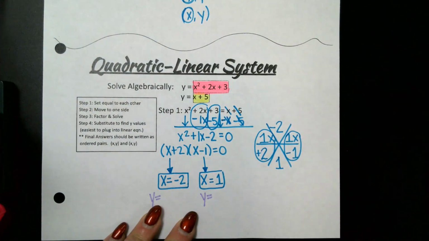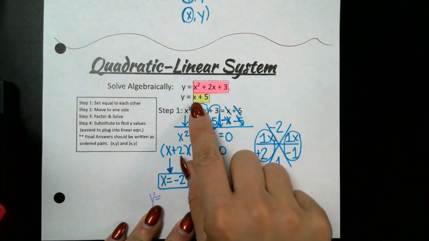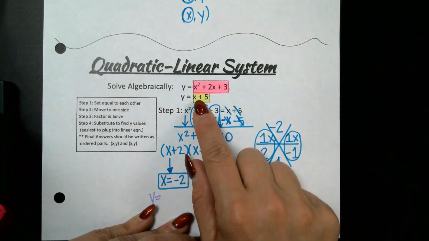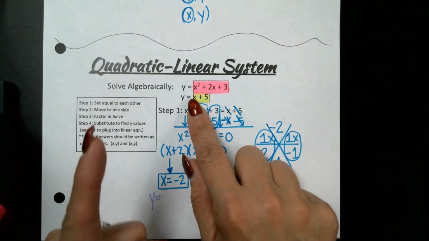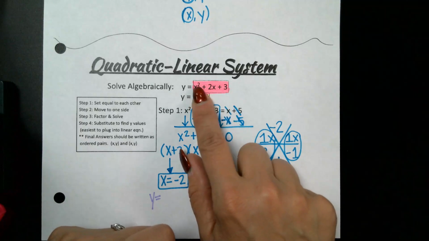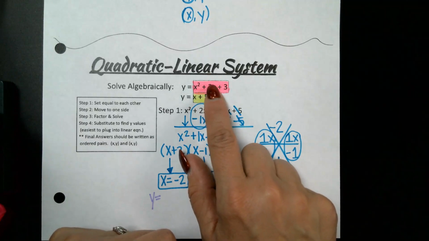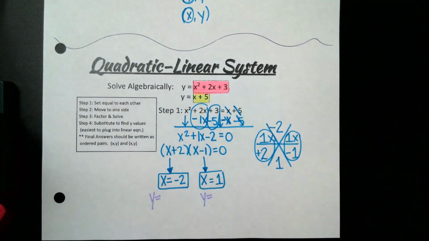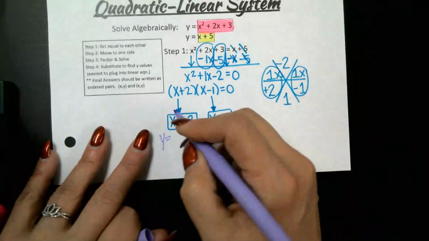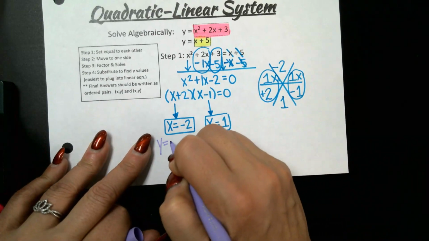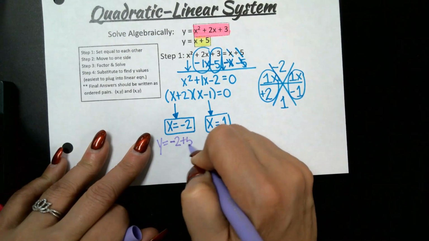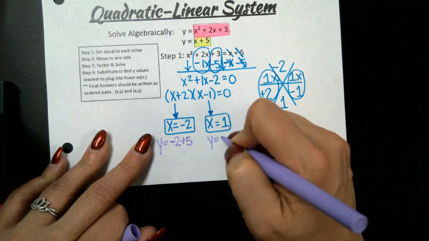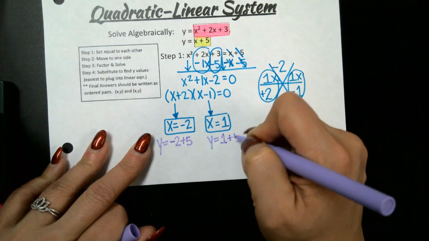Which one looks easier? I mean, the linear is always going to be easier, right? Because we'll only have one spot to plug it into. If I plug it into the quadratic, I have to plug it in here and here. So why not just choose the easier one, right? So we're always going to plug it into the linear equation. So y would equal x, which is -2, plus 5. This y would equal x, which is 1, plus 5.